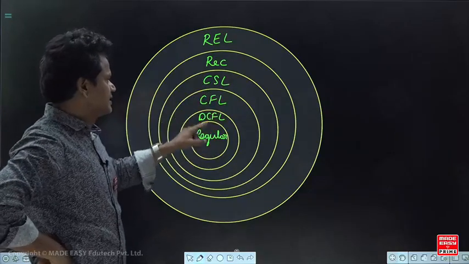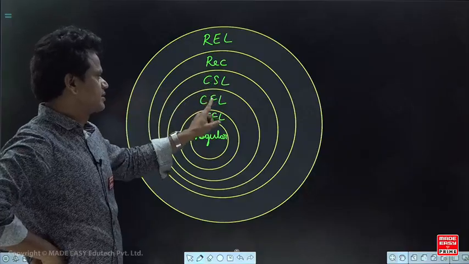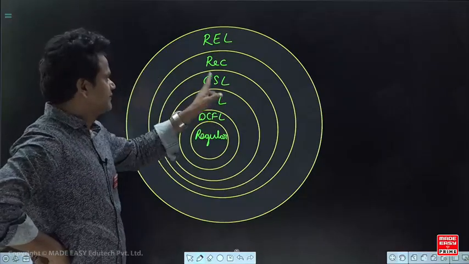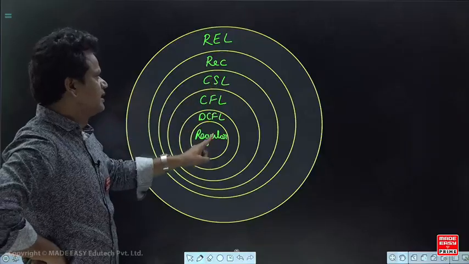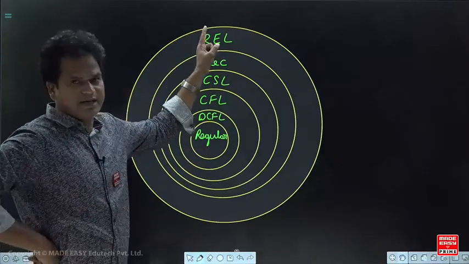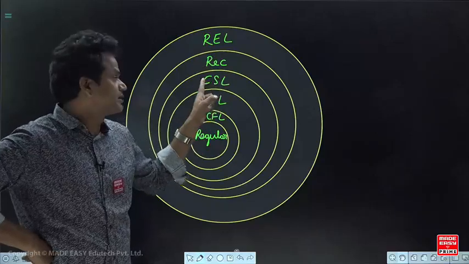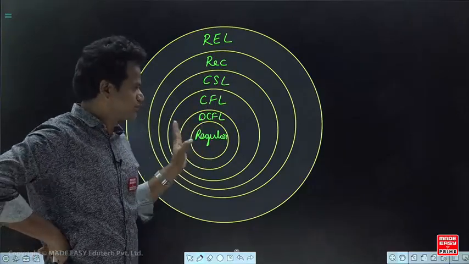And every regular, DCFL, and CFL language is also CSL. Every CSL may not be CFL. Every CSL is also REC, but an REC may not be CSL. And all these languages are also RE, but every RE may not be REC, may not be CSL, may not be CFL. You can understand because you know what is what.